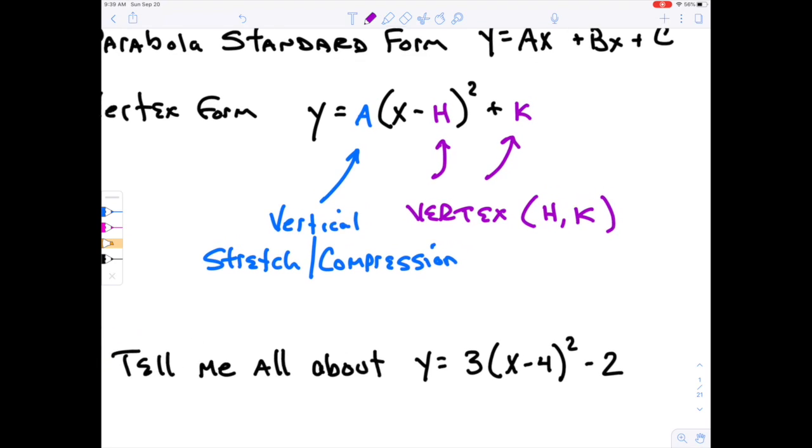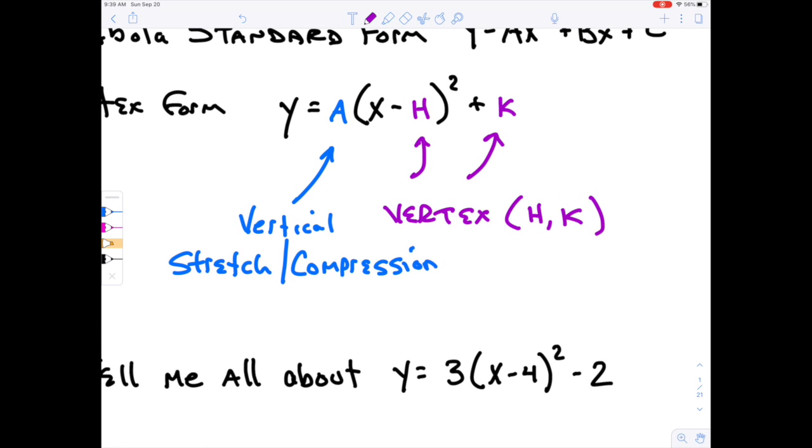So I have this example up here where you can see what the vertex will be directly from the equation, and the vertical stretch or compression is going to be a lot like slope. If a is greater than 1, you're going to have a steeper line than you might expect, or a steeper curve, I guess. Maybe some people might call it a taller curve. And if a is between 0 and 1, it's going to be flatter. Wider might be another description.